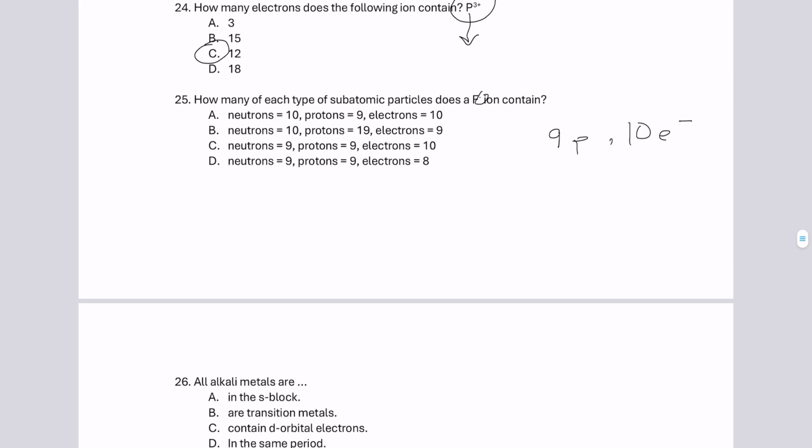If we have 9 protons and the mass number is 19, we can just go ahead and take 19 and subtract 9, and that gives us the total number of neutrons. So F-1, or the fluoride ion, has 9 protons, 10 electrons, and 10 neutrons. The correct answer is A.